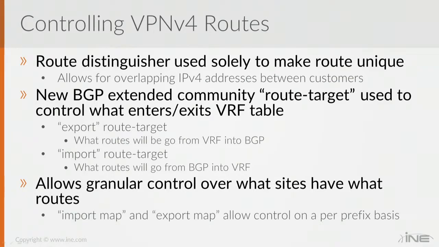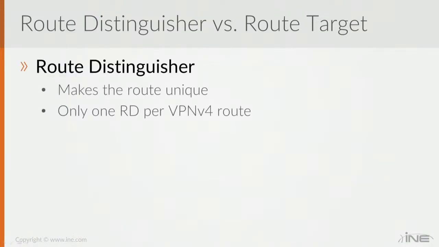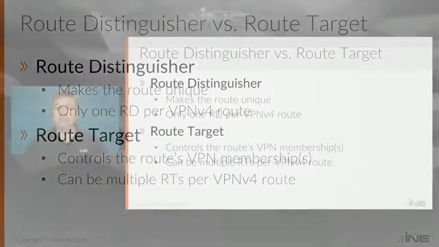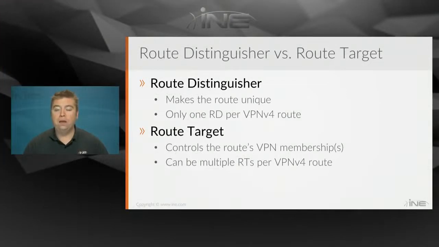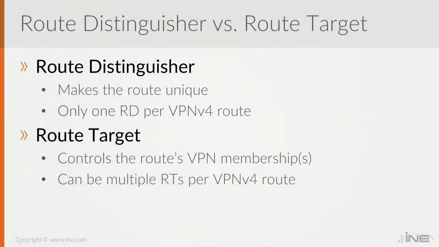This commonly gets confusing though, because the route distinguisher and the route target have the same format from a bitwise basis and from a visual formatting. But the main difference between them is that the distinguisher is used to make the route unique. There's only one per prefix. The route target is what defines the VPN membership. There has to be at least one for the route, but there can be multiples.